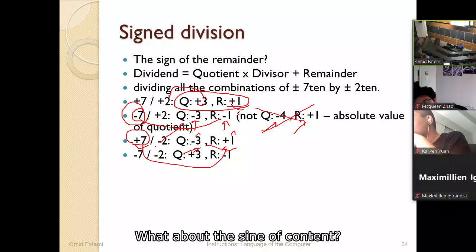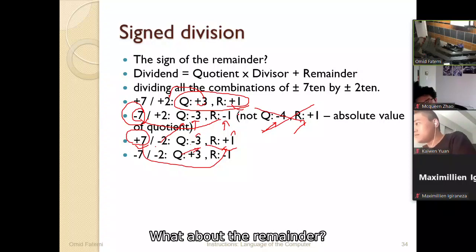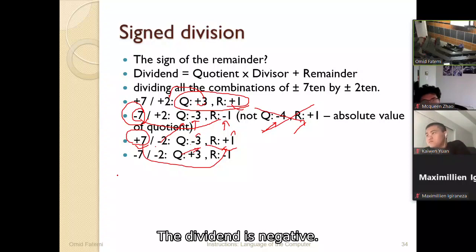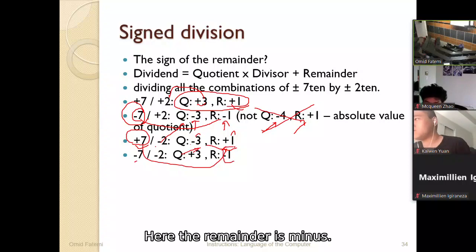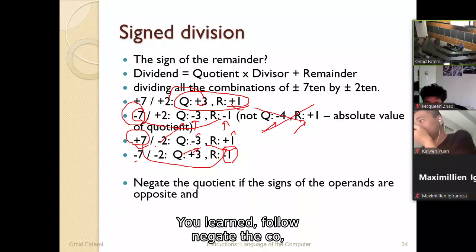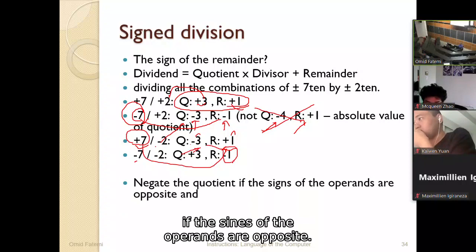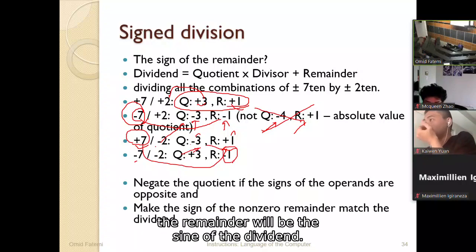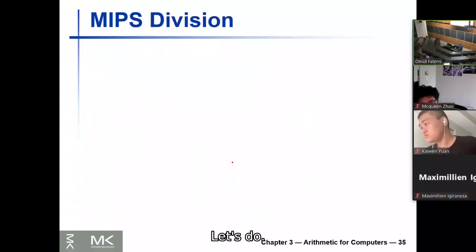So what about the sign of the quotient? Since both of them are negative, the quotient will be positive, so the quotient will be plus 3. What about the remainder? The remainder gets its sign from the dividend. The dividend is negative here, so the remainder is minus 1. So negate the quotient if the signs of the operands are opposite. If they are opposite, then the quotient is negative, and the remainder takes the sign of the dividend. Okay, we are done.